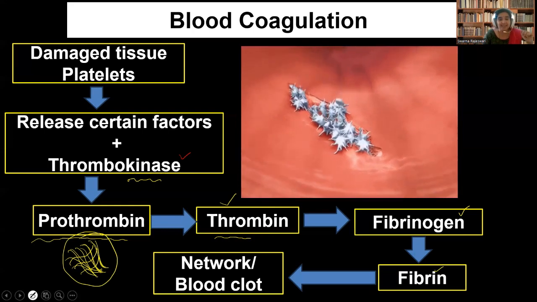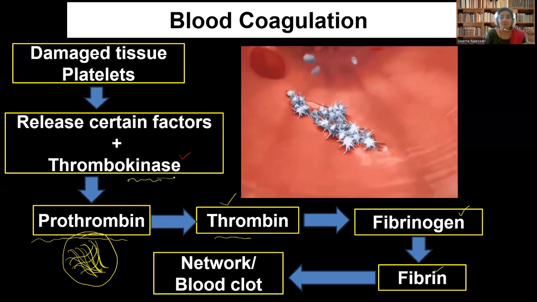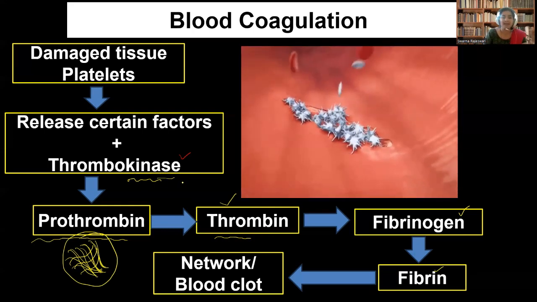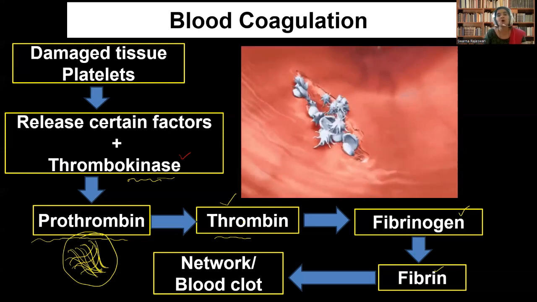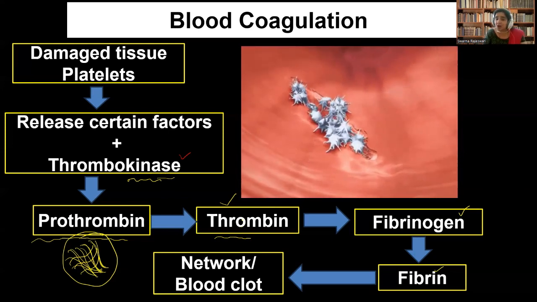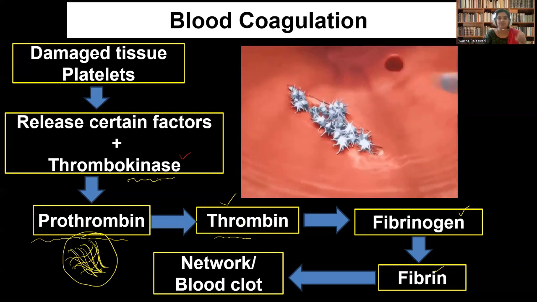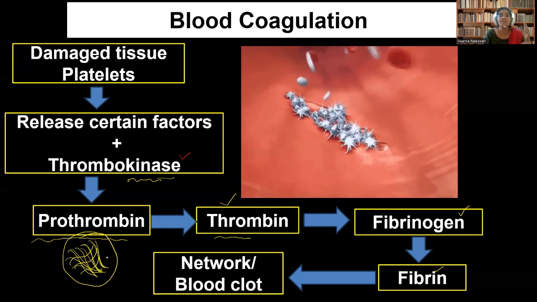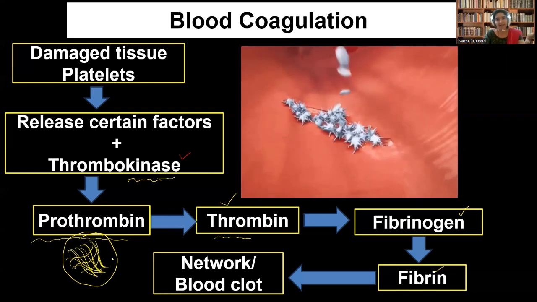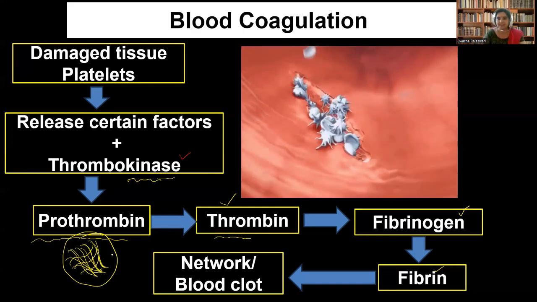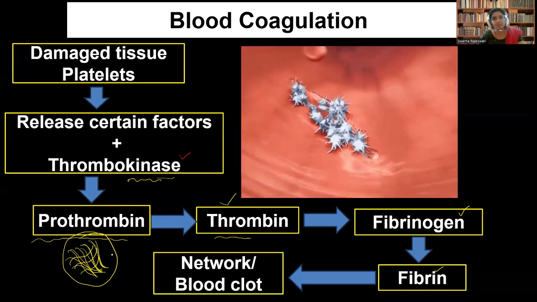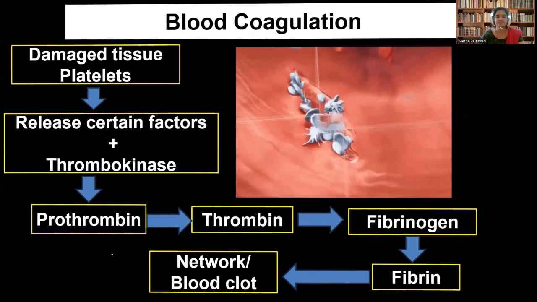So at the damaged site, what is happening? The thrombokinase released from the platelets is converting prothrombin into thrombin, and this thrombin is converting fibrinogen into fibrin. This fibrin forms a clot, which we call a blood clot, preventing further flow. Okay, this is about blood coagulation.